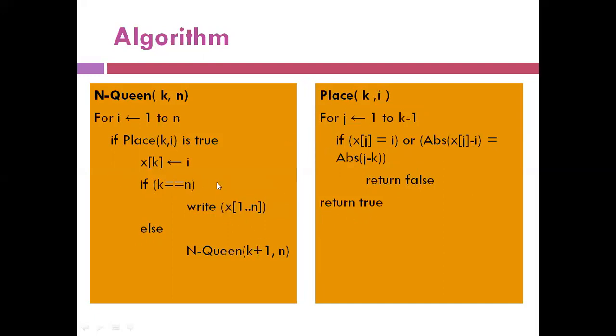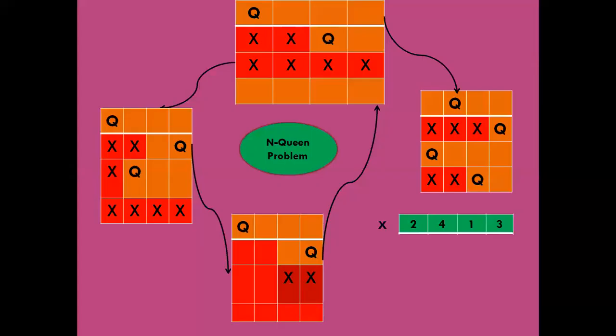So if it is true, only then the i value will be assigned to x of k. And if k reaches n, it means that you've completed the solution and you can give out the output. Else, you need to search the placement for the next queen. Okay, so that's how the algorithm runs. I hope you've understood it somewhat, but you'll better understand it when we start the example.